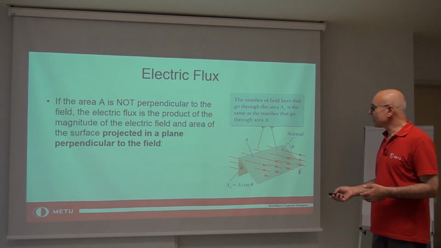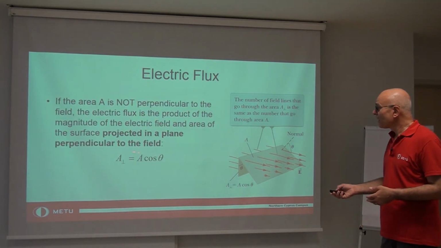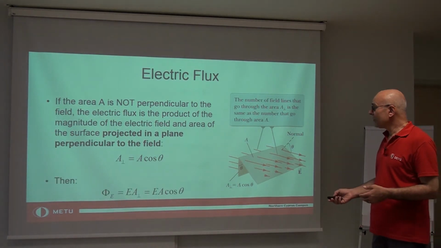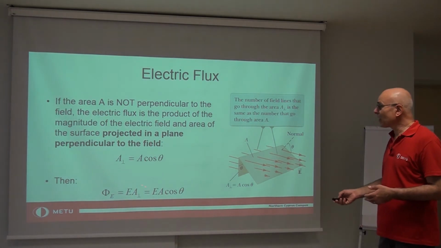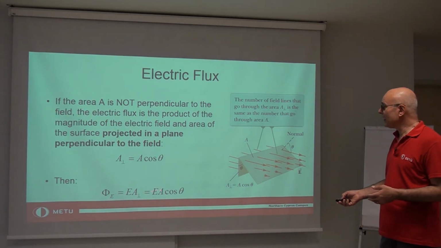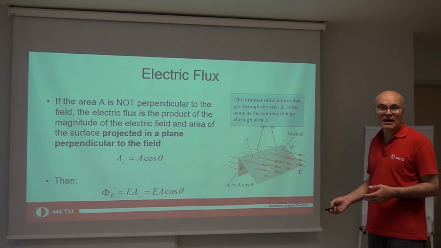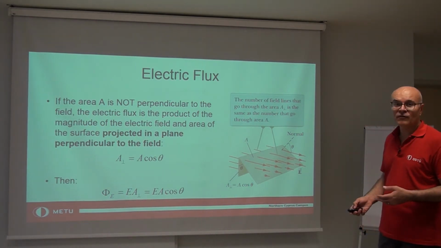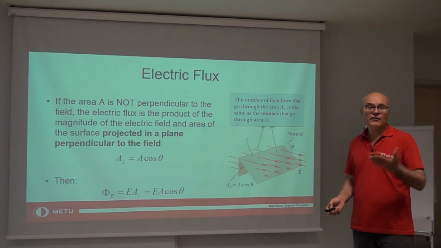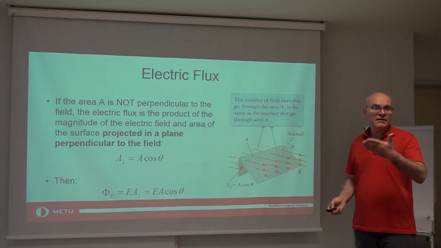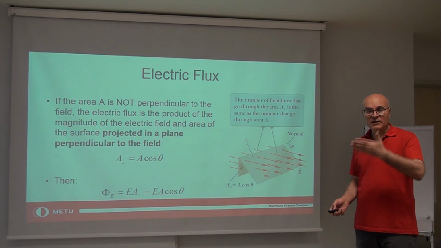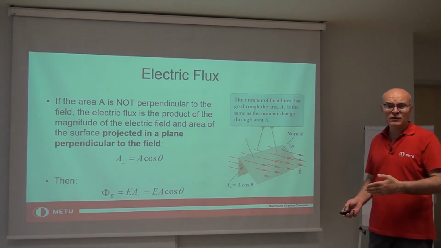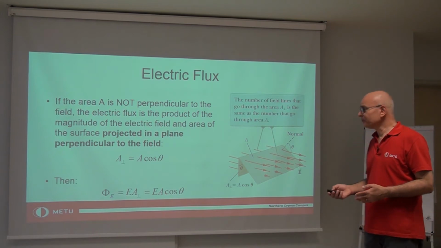So in this case, you define this A perpendicular, and the flux becomes E multiplied by A perpendicular, which is E multiplied by A cosine theta. Okay? So that is your flux when you have the surface not normal to the electric field lines.